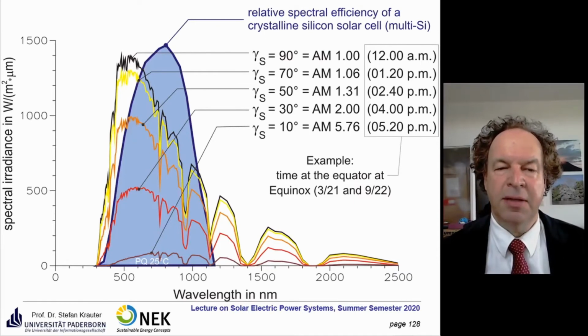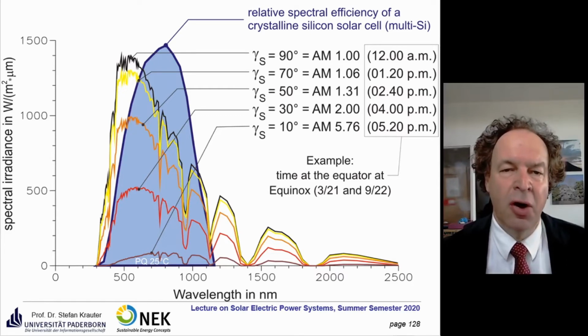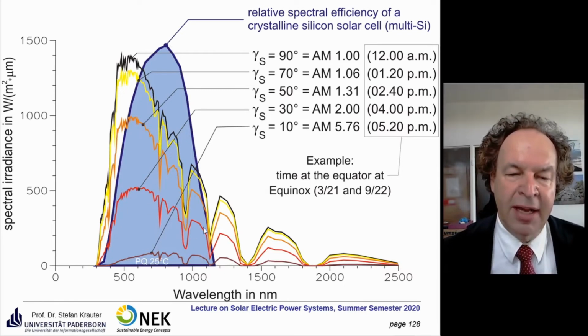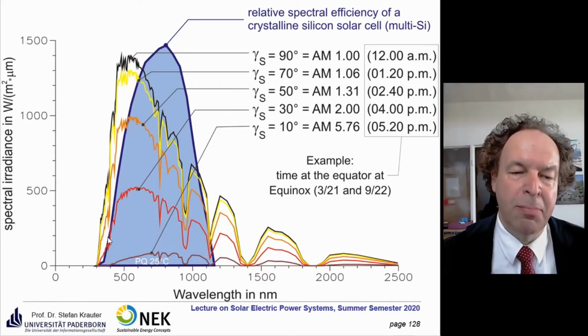Here you see the spectra at different sun elevation angles, plus the relative spectral efficiency of a multicrystalline silicon solar cell. So see here the maximum of the efficiency, as you saw in some slides before, occurs in the vicinity of 800 nanometers, so in the red part of the spectrum. So for low elevation angles, the sun delivers a more matched spectrum to that. If the sun elevation is very high, for example here at 90 degrees, AM 1.0, you see that a considerable part is in the blue part, and this cannot be converted.